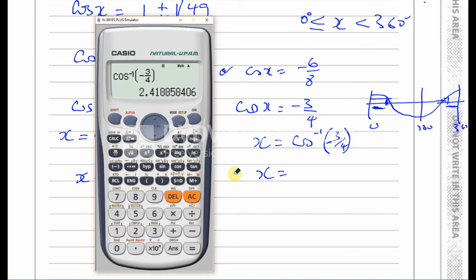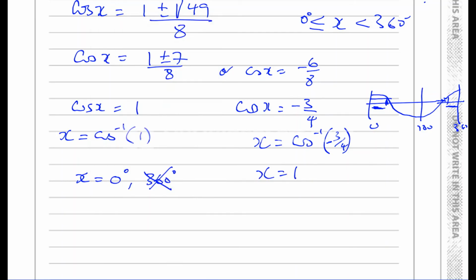Oh, I'm back in radian mode. How did that happen? It could have been degree mode. Okay, so press equals again. That gives me 138.590. So I'll write it like that. That's 138.590. And why does it give me an angle like this?